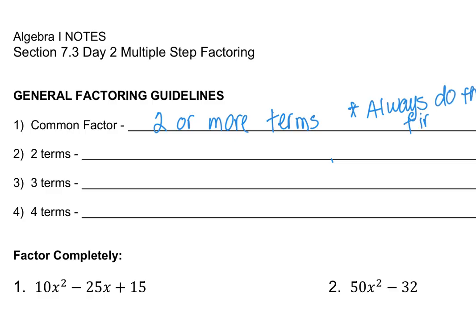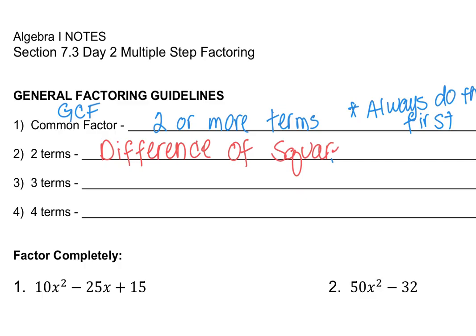Okay, and as we talked about in class, this is known as greatest common factor, GCF. So it's best to find the greatest common factor, so you just have to do it once. The next one is 2 terms. If you have 2 terms, you will do difference of squares. If you have 3 terms, you will do trial and error.